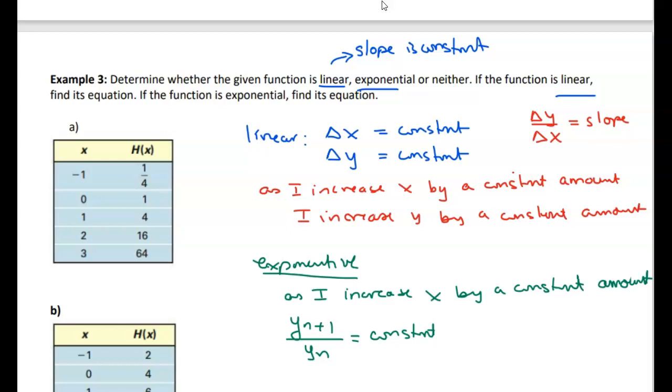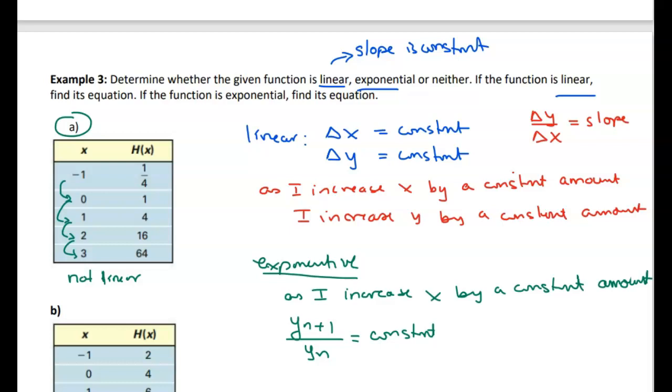Alright, so let's look at part A right here. We can see that our x value changes constantly by 1, so I'm adding 1 each time. Now I have to figure out what happens to these values. You can see that it's not linear because it's increasing by different amounts. 1/4 to 1 is an increase of 3/4. 1 to 4 is an increase of 3, 4 to 16 is an increase of 12, and so on. So it doesn't stay constant. So we know it's not linear.